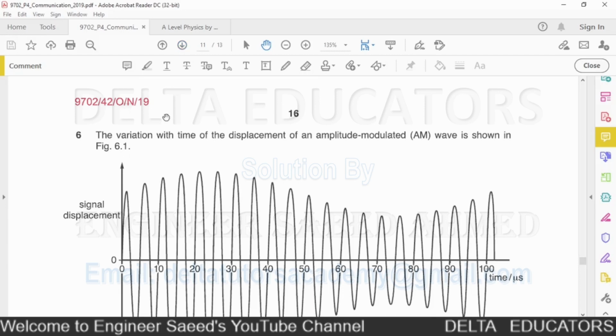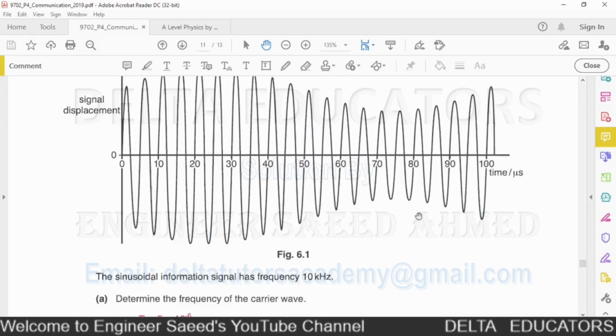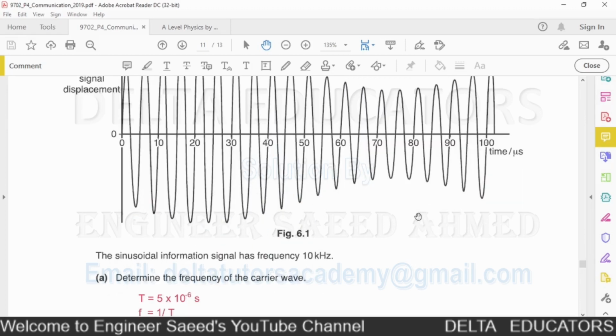Next question is from paper 4, variant 2, October-November 19. The variation with time t of the displacement of an amplitude modulated AM wave is shown in figure 6.1. Here we have a modulated signal. The sinusoidal information signal has frequency 10 kHz. Determine the frequency of the carrier wave.